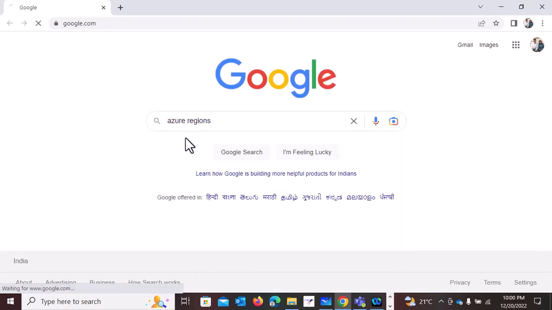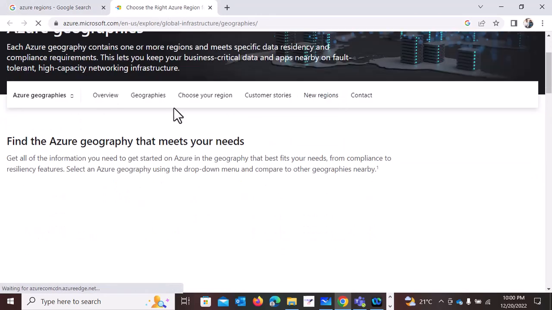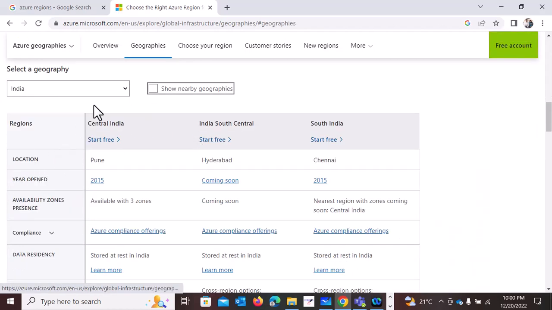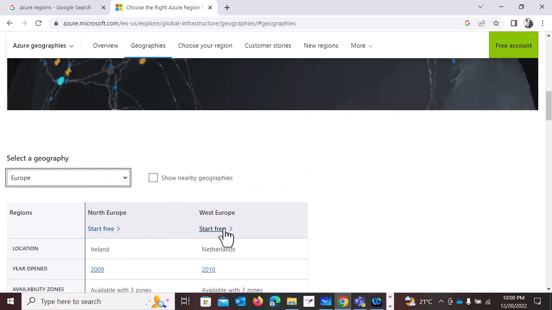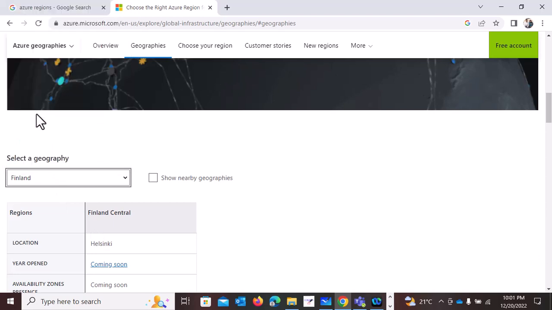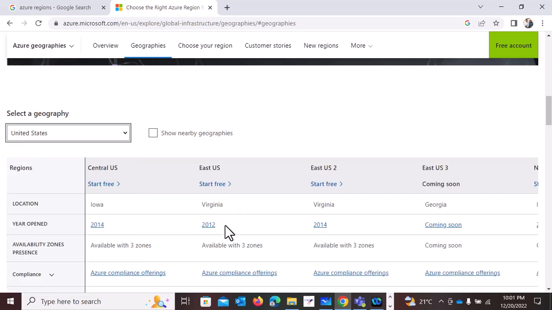So when I go to google.com and type Azure regions, as I said, an Azure region is the location. So you choose which location you want. In Europe, we have East US, East Europe, West Europe. Finland, we have coming soon. France. So in every corner of the world, we have a region. In the US, most of the time we are working on East US, which was first launched in 2012.